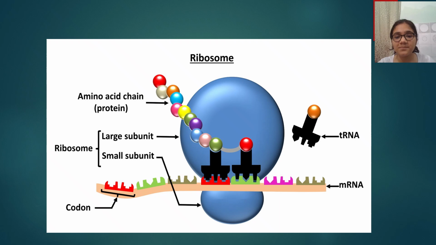Now this is the diagram. ये क्या है? This is the diagram of the ribosome. अगर हम यहाँ पे देखें, we see here this is the amino acid chain, protein are present. Now ribosome we have divided into two subunits, that is a large subunit and this is small subunit. This one is the codon, tRNA and the mRNA.